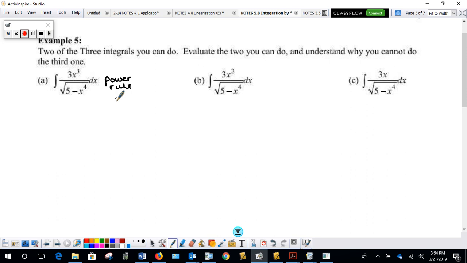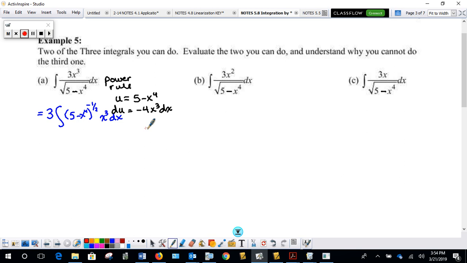I am going to let my u equal 5 minus x to the 4th. My du is going to be negative 4x cubed dx. So then when I come over here to my integral, the 3 is a rider. We're going to pull that out. This I'm going to rewrite as 5 minus x to the 4th to the negative 1/2. So I'm doing power rule. Then I have my x cubed dx.